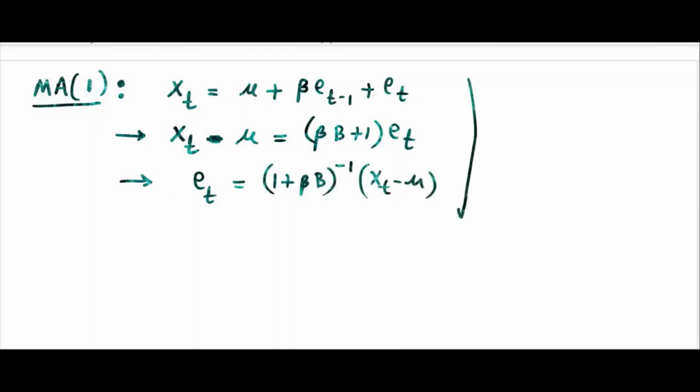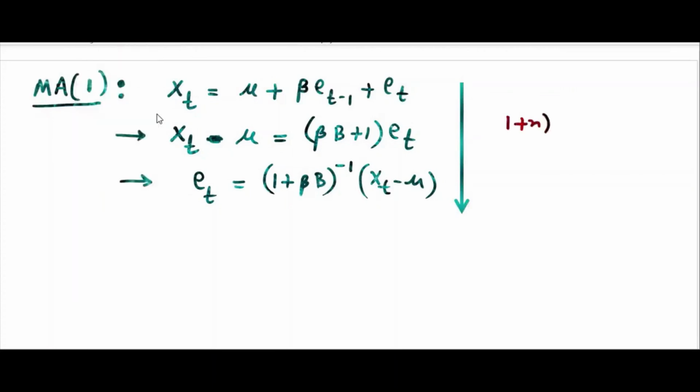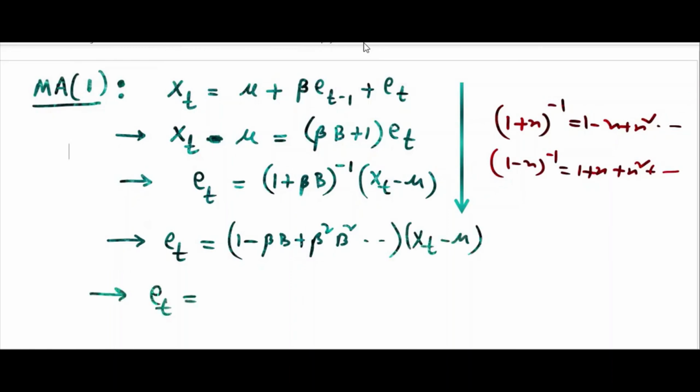Also remember this simple formula: 1 plus x inverse, 1 minus x inverse. Here you get all the terms positive. Here you get 1 minus x plus x square alternately. So we'll use that. e_t will be equal to 1 minus beta B plus beta square B square, and that way it will continue, times X_t minus mu. And then e_t will be equal to, you can multiply this one.